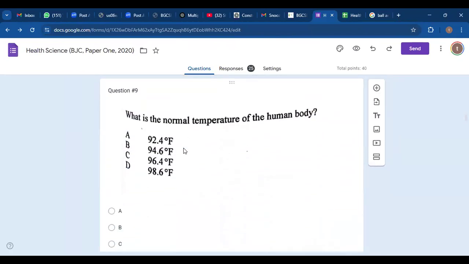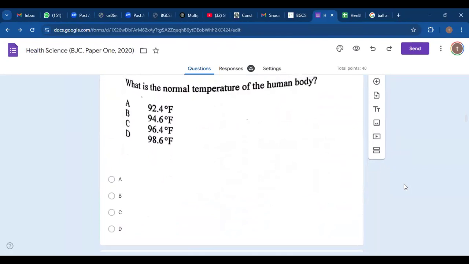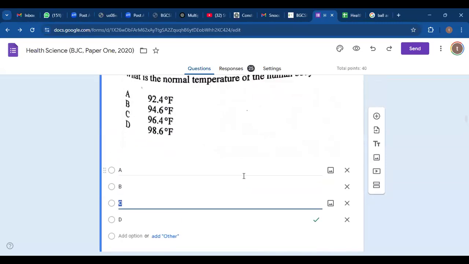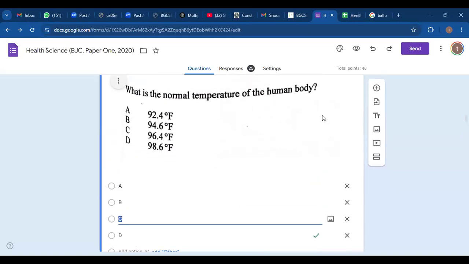What is the normal temperature of the body? 98.6. 98.6 degrees Fahrenheit. Very good, Alora and Jada. 98.6 degrees Fahrenheit. Very good. I said that.